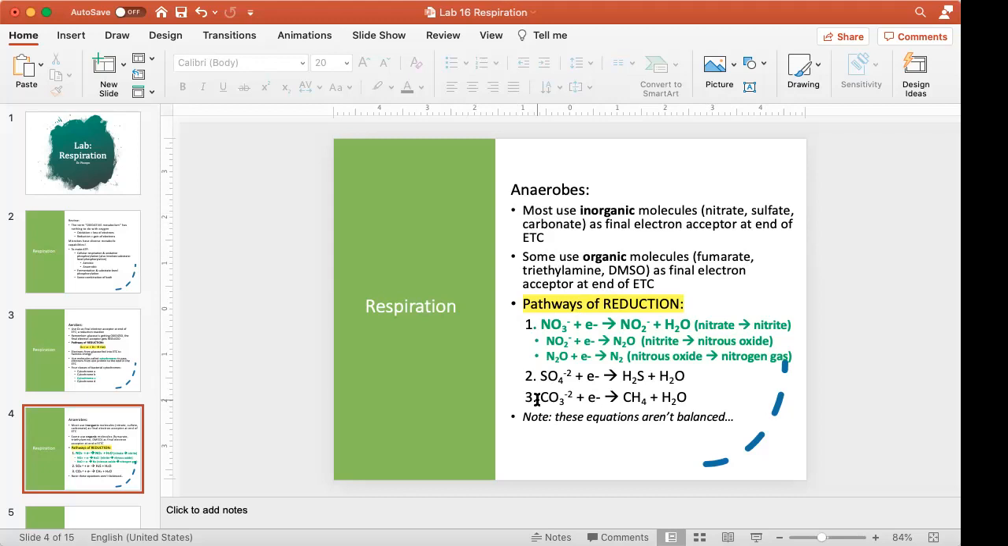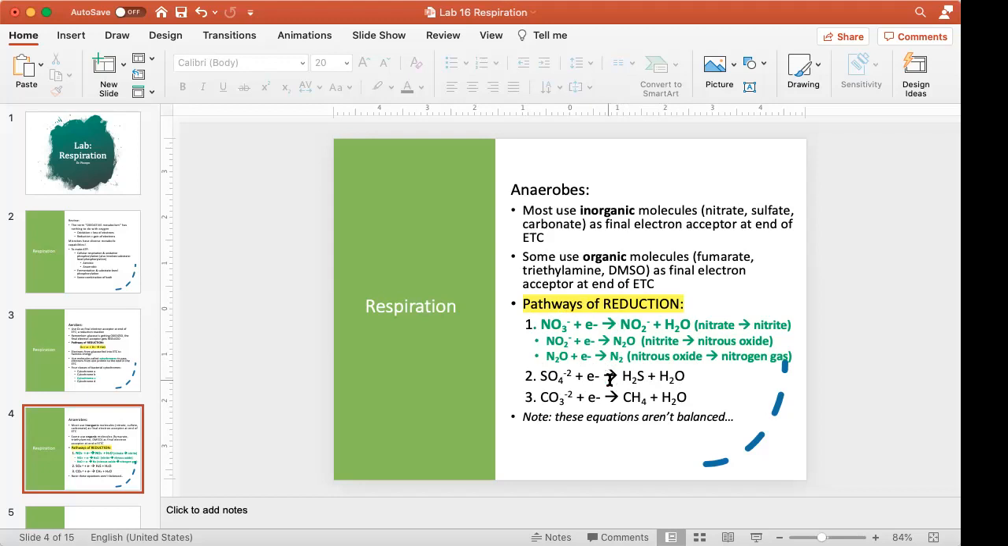Let's look at these pathways of reduction. If we start with number 2, when sulfate receives electrons, it's going to produce water just like oxygen does, but it's also going to make hydrogen sulfide. When carbonate receives electrons, it's also going to make water just like oxygen does, but it's also going to make methane. So there are pathways in terms of what happens to these final electron acceptors once they receive all those electrons. Now look at nitrate.